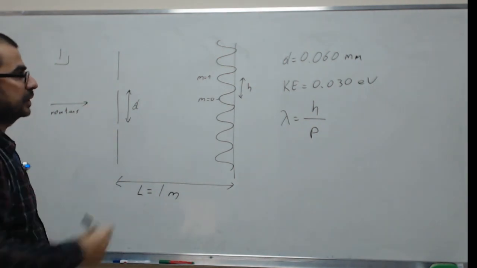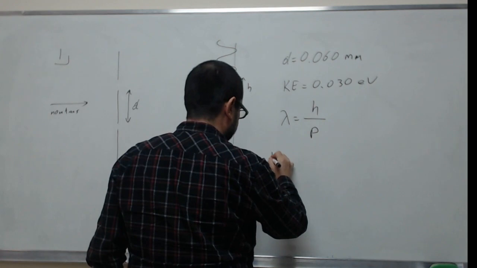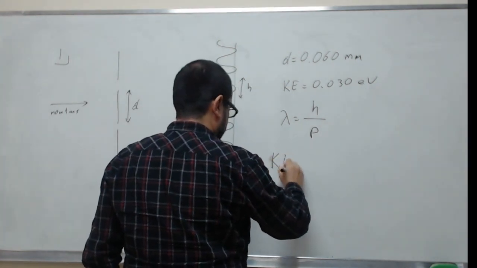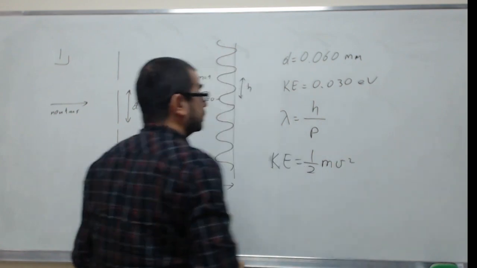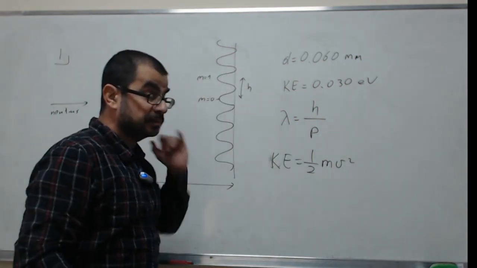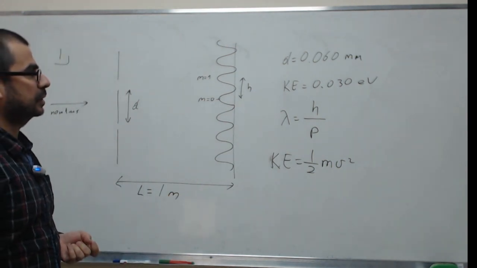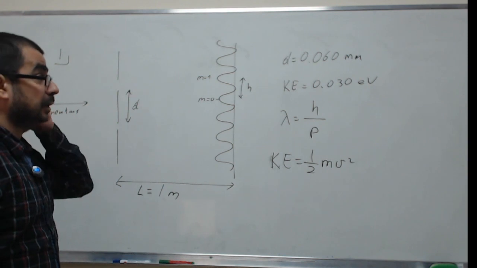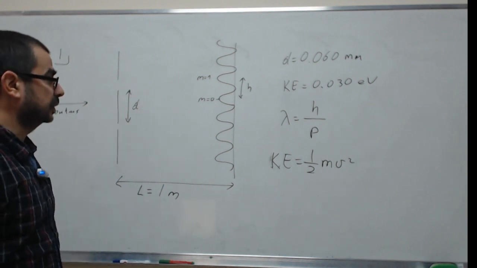So we need to express this momentum in terms of kinetic energy. Now, the kinetic energy is a half mv square. It's very safe to use non-relativistic formulas here, because this kinetic energy is much less than the rest energy of a neutron, which is about 940 mega electron volts. Right, so this is less than an electron volt, so it's very safe.